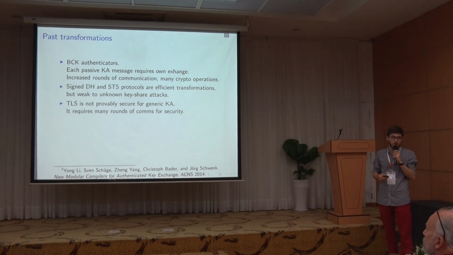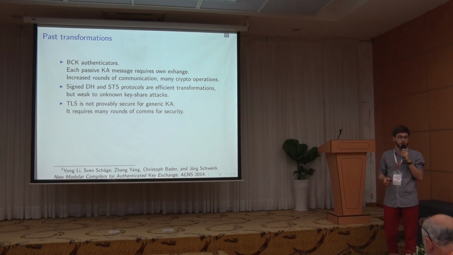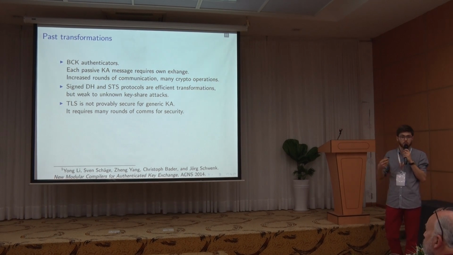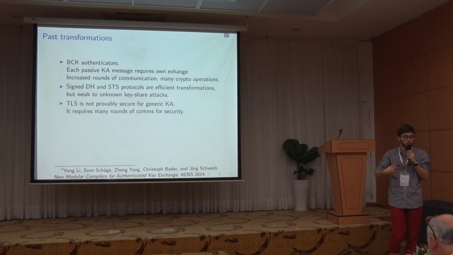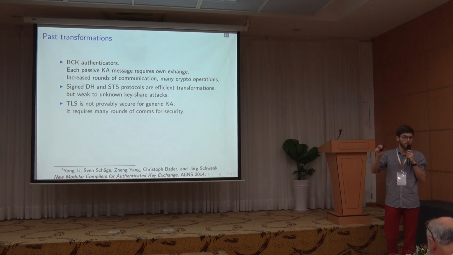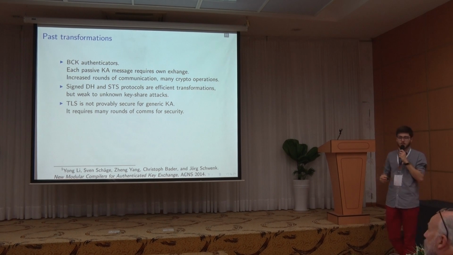TLS is also a very strong example of a transformation, but this one is, first of all, not provably secure for generic key agreements. So it does work with ECDH or with New Hope, but you have to make a new proof of security for every new passive key exchange you want to make. And also it requires many rounds of communication. So even though you have the pre-master secret exchange at the beginning, the following rounds of communication are still required to achieve the security notions.